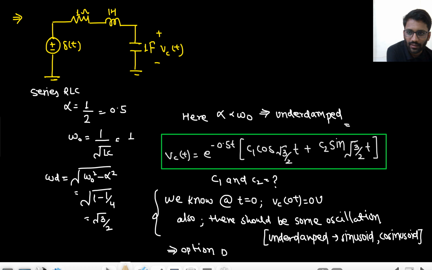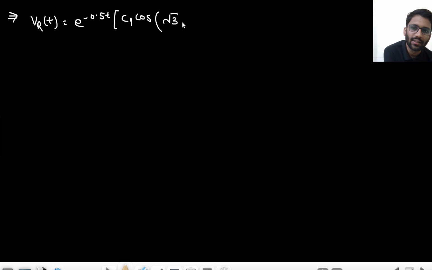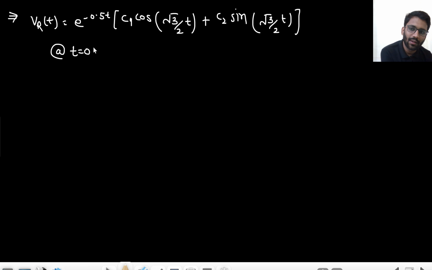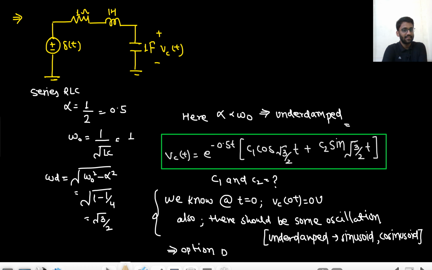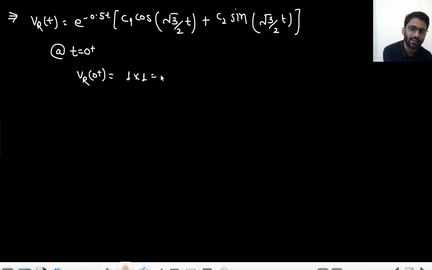So what will be my VR(t)? My VR(t) will simply be e to the power minus alpha t times C1 cos omega_d t plus C2 sin omega_d t. Omega_d is root 3 by 2. Right? Tell me the value of VR at t equals 0 plus. Is it 0 volt? Since there is an impulse voltage across the inductor, there is an instantaneous current. The value of that instantaneous current is 1 ampere. Because of this 1 ampere, the voltage across the resistor is 1 into 1, that means 1 volt.